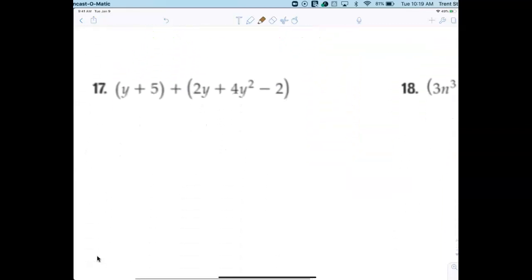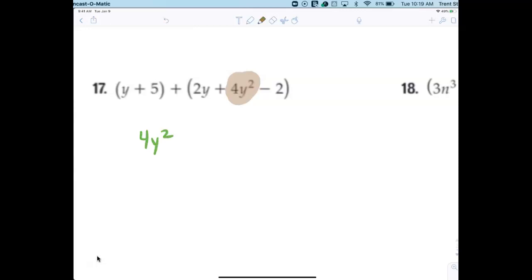Let's look at number 17. Because it's addition, do I have to change any of the signs? No. Come on now. What's the largest exponent? 2. Yes, 2. Thank you. Which is? 4y squared. Is there anything I can do to combine with 4y squared? No. So I just write down what? 4y squared.